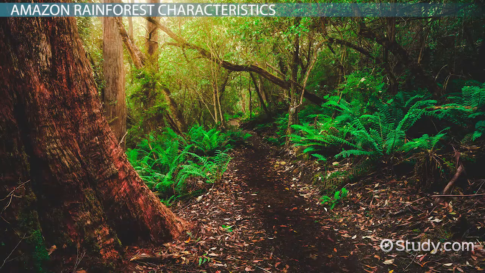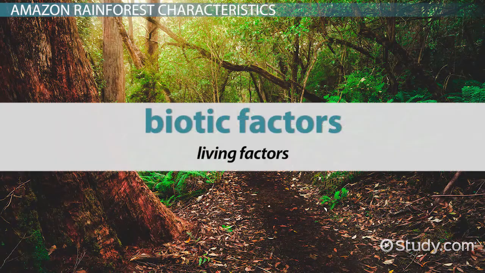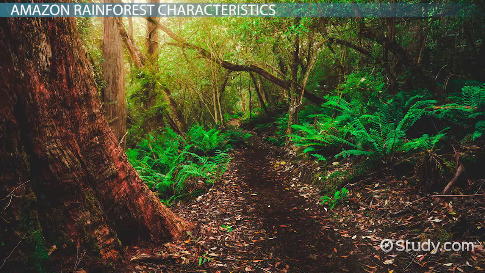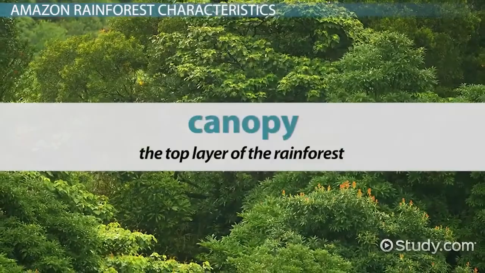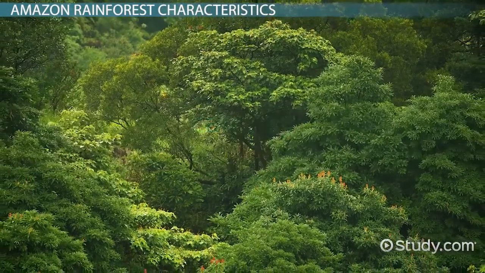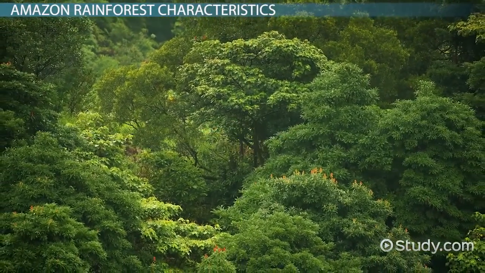Tropical rainforests also share particular biotic factors, or living factors. Although some animals and plants are endemic only to the Amazon rainforest, all rainforests have a similar structure of life. The top layer of the rainforest is called the canopy. This area encompasses the very tops of trees, reaching up to 250 feet tall.